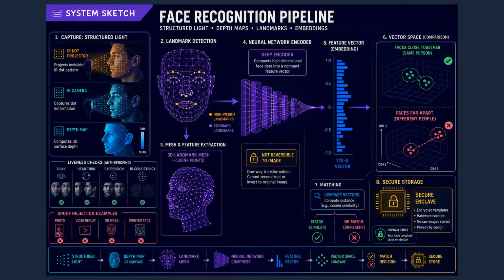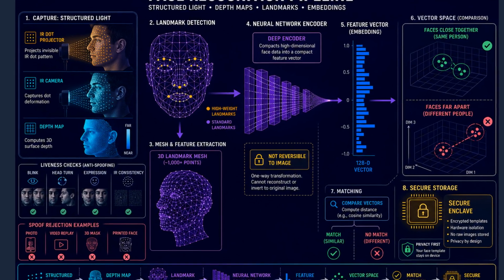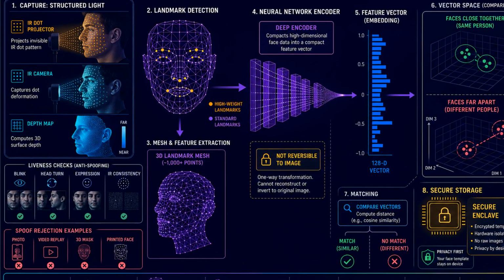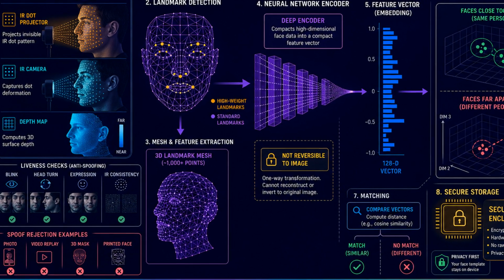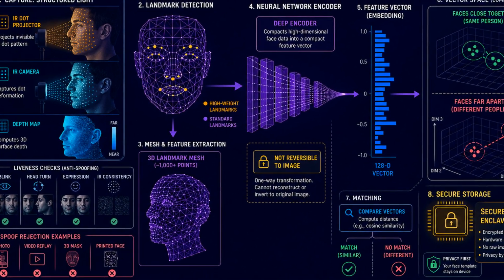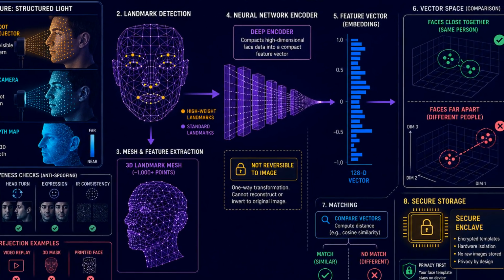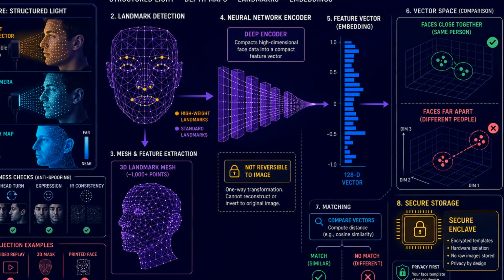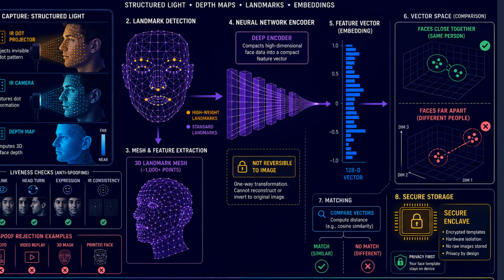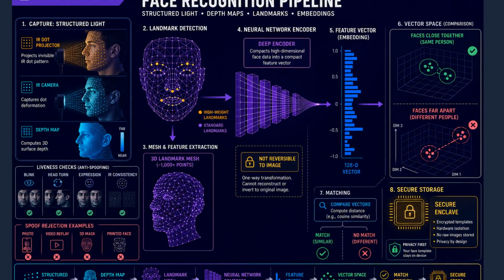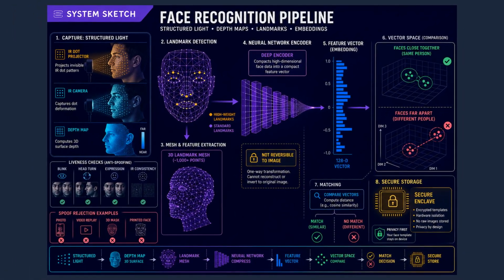The mesh is too large to compare directly. A neural network compresses it into a feature vector, a fixed-length list of numbers describing your facial geometry. Distance between eyes, nose width, jaw angle, cheekbone depth. These numbers are not reversible into a face image. They are a one-way mathematical fingerprint. Similar faces produce similar vectors. Different faces produce vectors far apart in mathematical space.